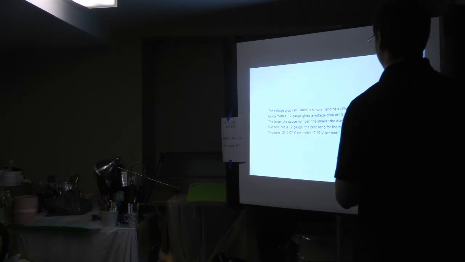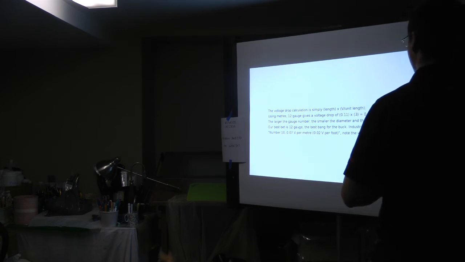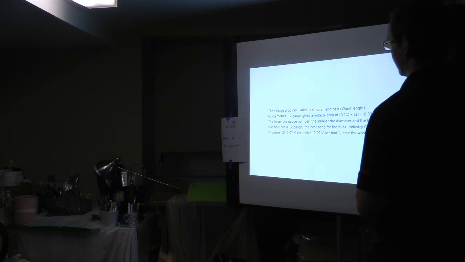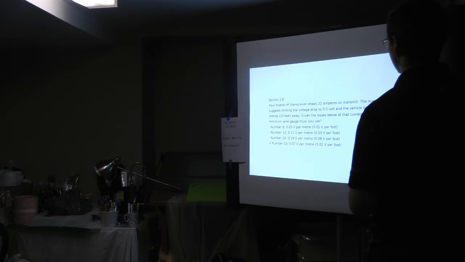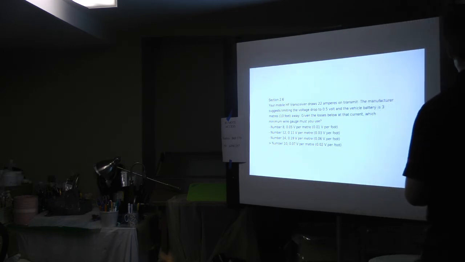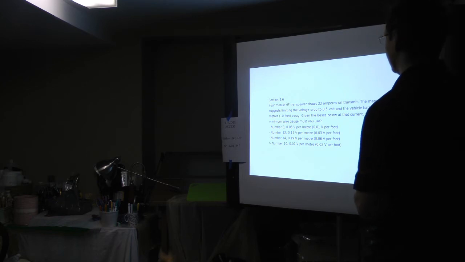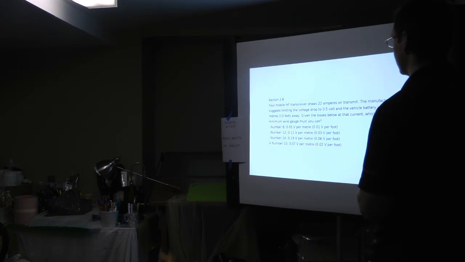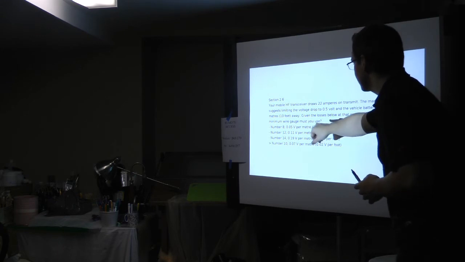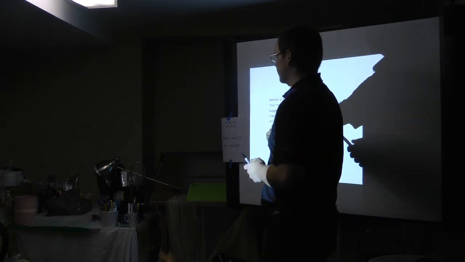Unfortunately, it's pretty poor to explain, but go back to the question. The manufacturer suggests limiting the voltage drop to 0.5 volts. So the actual drop has to be less than 0.5 volts for your distance of wire. So 0.3 volts technically makes it under, and we're totally good. But they specifically tack on this word right here, right?